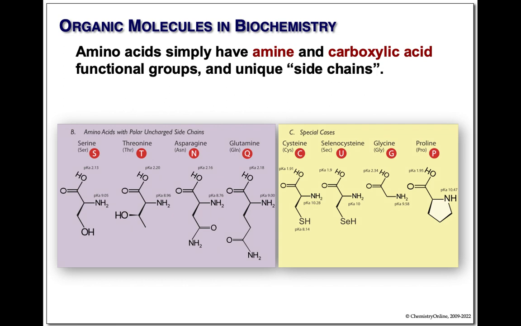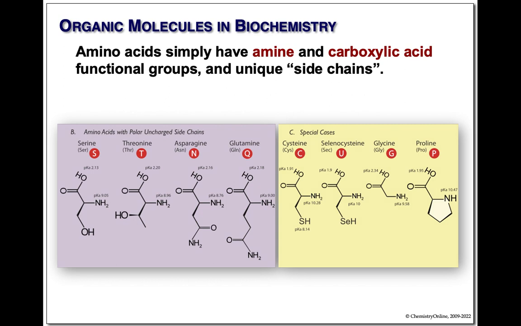These are polar uncharged. So we have an OH, we have another OH, different place. This is an amide, and this is an amide, extra carbon. Special cases, we have a thiol. You could put selenium in there. This just has a hydrogen, and this is proline. It has a ring.